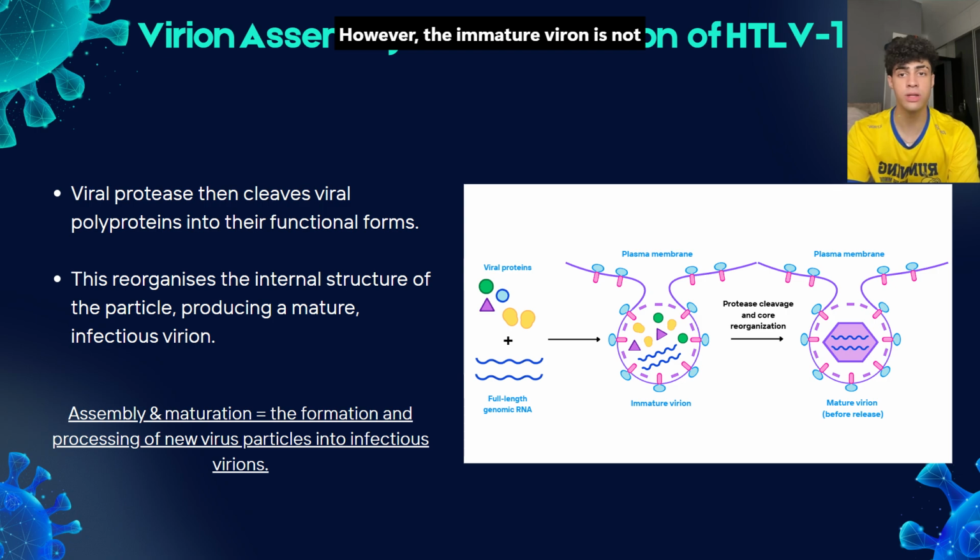However, the immature virion is not yet fully infectious. The viral enzyme protease cleaves viral polyproteins into their functional forms. This causes the internal components of the particle to reorganize. After this processing, the immature virion becomes a mature infectious virion. So, assembly forms the new particle while maturation makes the particle infectious.